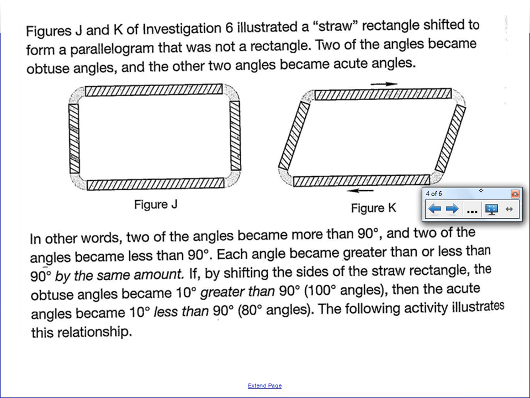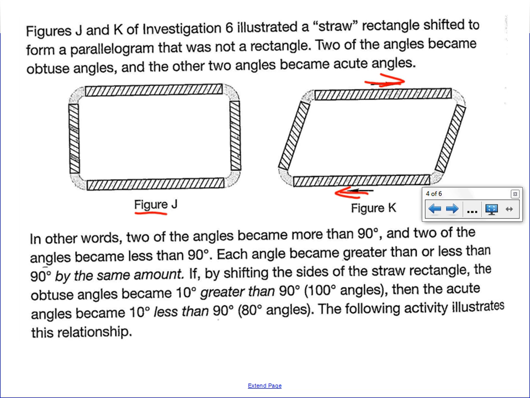Figures J and K of Investigation 6 illustrated a straw rectangle shifted to form a parallelogram that was not a rectangle. Two of the angles became obtuse angles, and the other two angles became acute angles. So this is the original figure, and then they just took the sides and smushed them a little bit. They scooted this one to the right and this one to the left so that they sit at an angle. All of the sides are still parallel to each other, but they may be shifted a little bit.